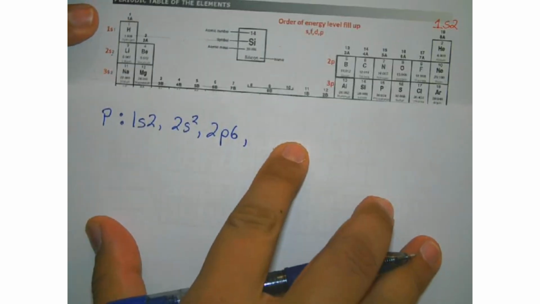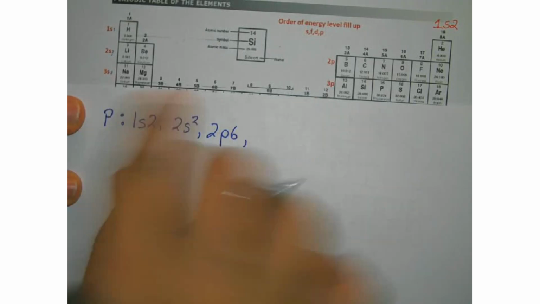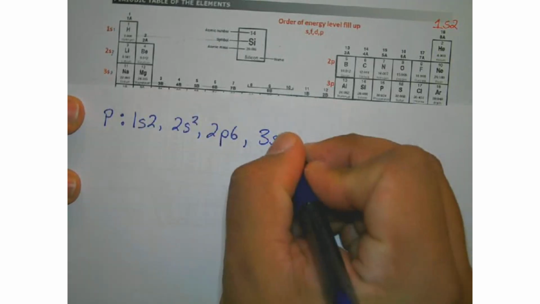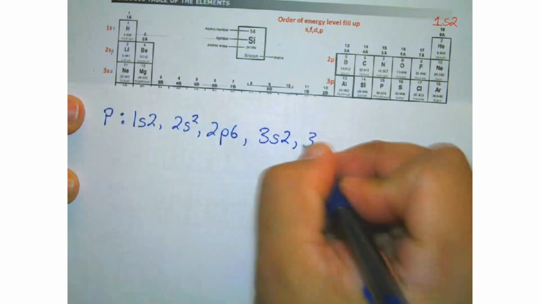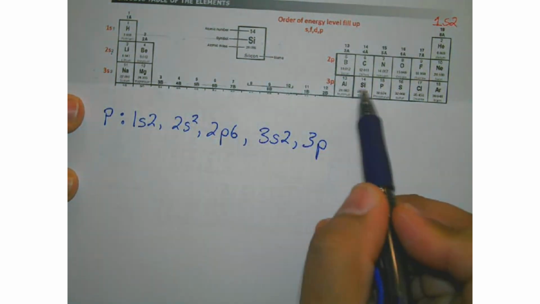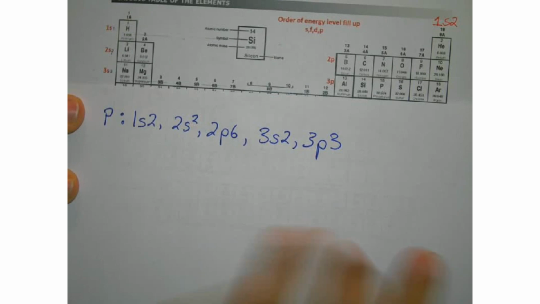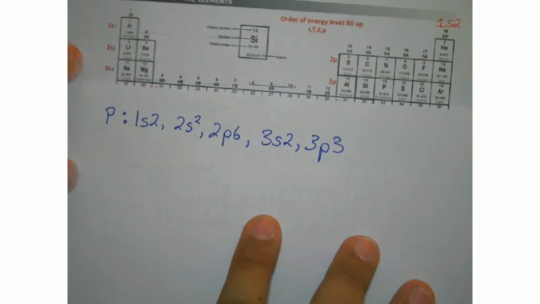Here's where we find phosphorus. So we're at the 3s, and there's two of them. And then finally, we're going to look at the 3p's. And where is phosphorus in the 3p's? 1, 2, 3. He's the third one. So this is the electron configuration for phosphorus, right?